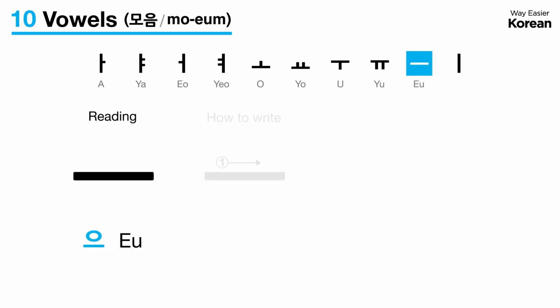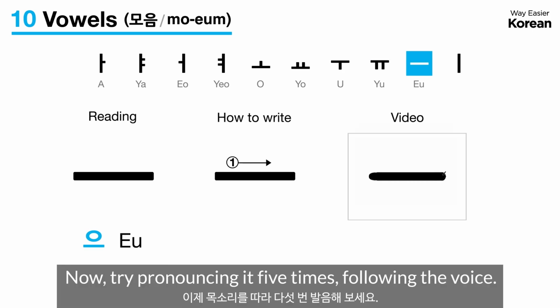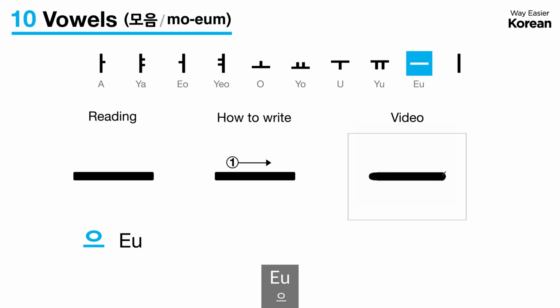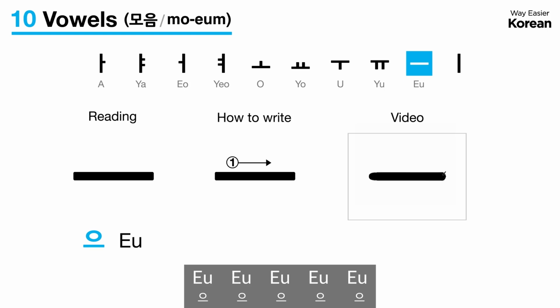으. The name of this vowel is 으. Now, try pronouncing it 5 times, following the voice. 으, 으, 으, 으, 으.